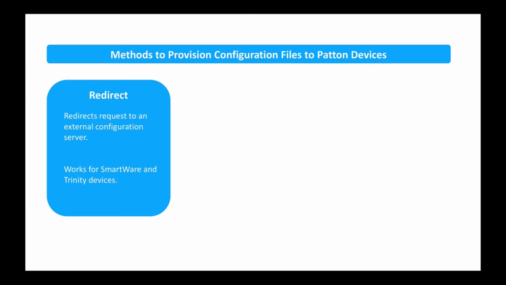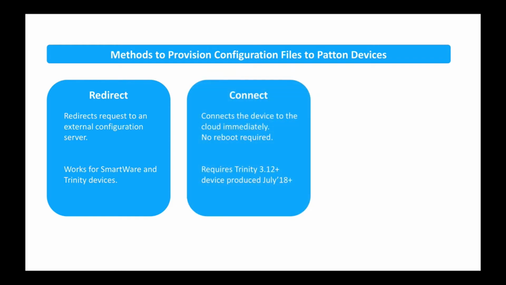The idea here is that when a device connects for the first time, it contacts our redirect server at redirect.patton.com. And that server looks up the device in a database to figure out which of the customer servers have the configuration file for that device. The redirect server then sends back an HTTP redirect to the device to tell it where it can download its configuration file. This is a very powerful but easy to implement method for doing provisioning on a remote server. And this is the only method that works for all existing devices, whether Smartware or Trinity.